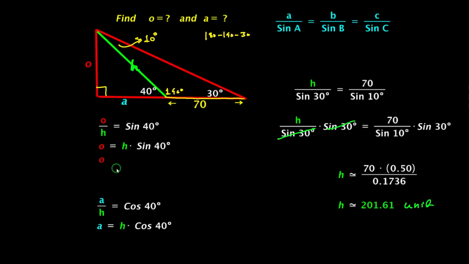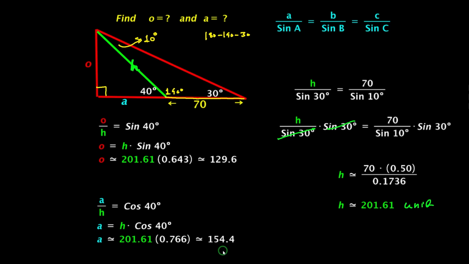So we come back to this side. H is found, so O should be 201 times the value of sine 40. This time I'm not using the calculator to save time. You can find this value by the calculator, and the simplified version is 129.6. And on this side, plug in the value of H and cosine of 40 degrees, which is 0.766, and the simplification gives the value of A. So we got the value of side O and the value of side A.